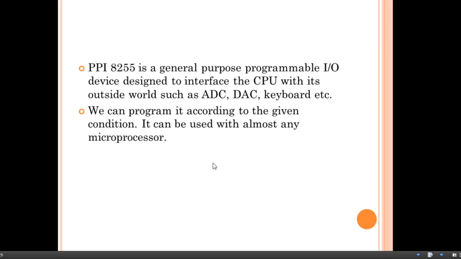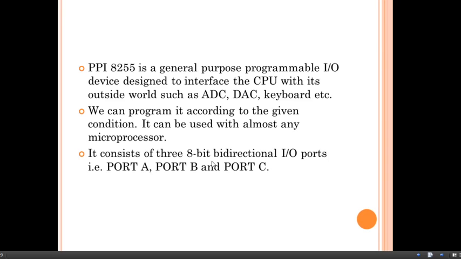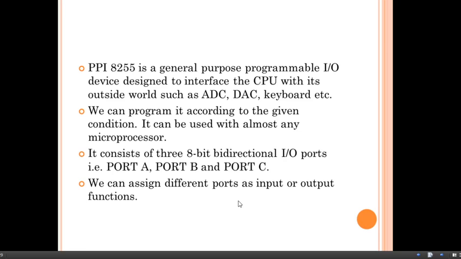This 8255 contains 24 programmable input-output pins which are arranged as two 8-bit ports and two 4-bit ports. It has three 8-bit ports, port A, port B and port C, which are bidirectional input-output ports. We can assign different ports as input or output functions. This 8255 can operate in three modes: mode 0, mode 1 and mode 2.